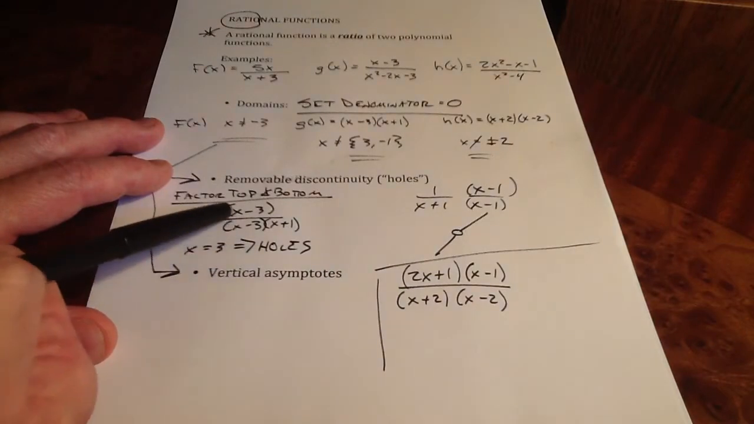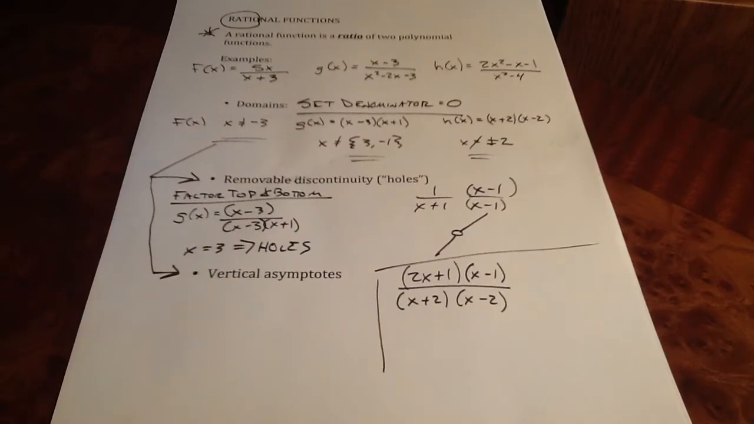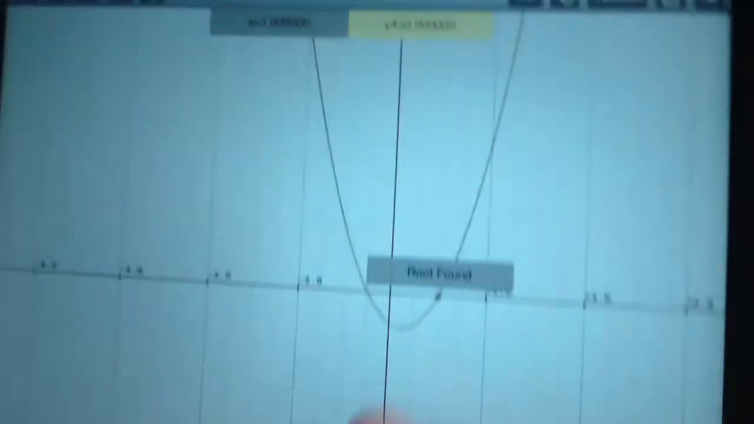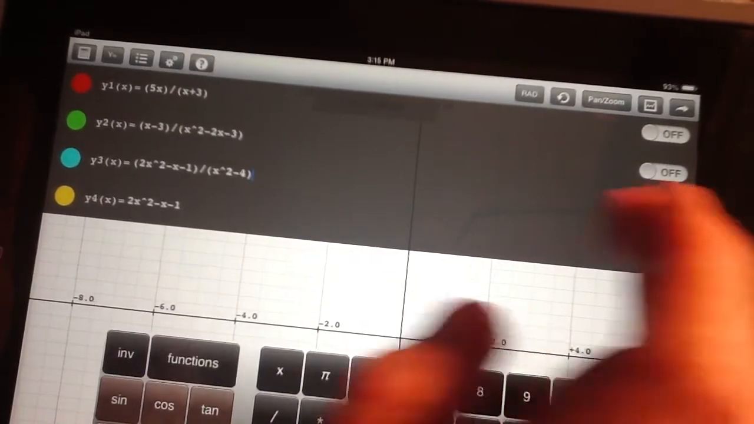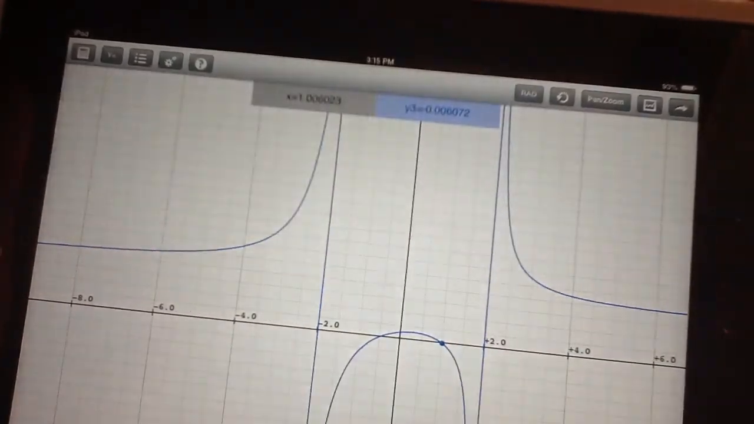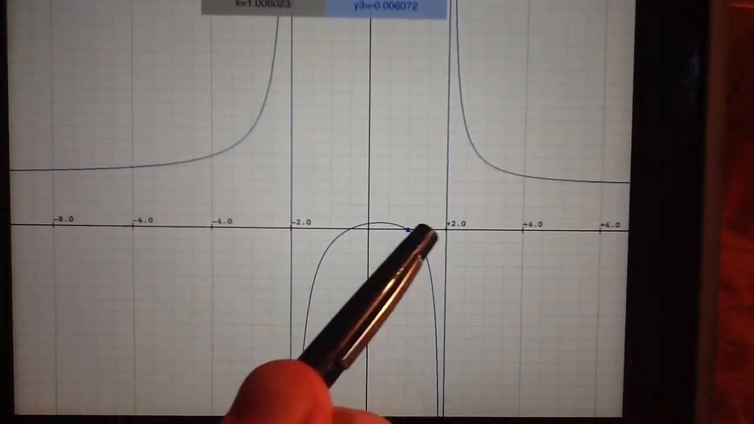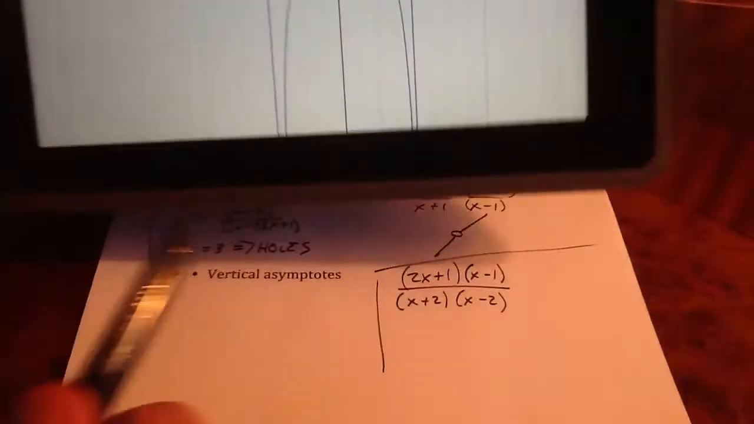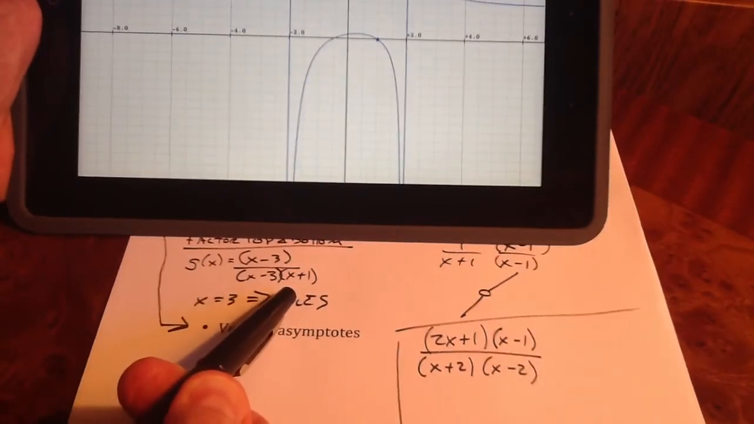In this case, 3 is a hole, so there's only one asymptote at -1. Let's take a quick peek at those. When I look at this, you can verify graphically that I've got an asymptote at -2 and an asymptote at 2. That's what was predicted by my equation. And then here I should only have an asymptote at -1.